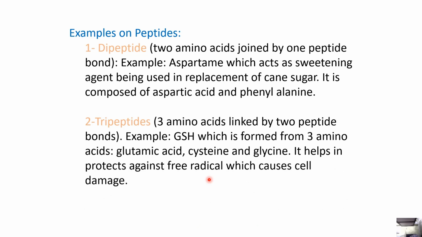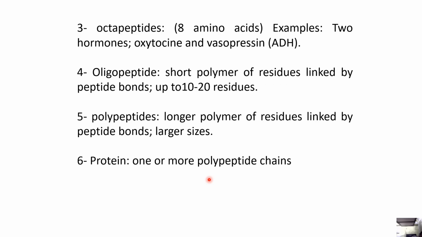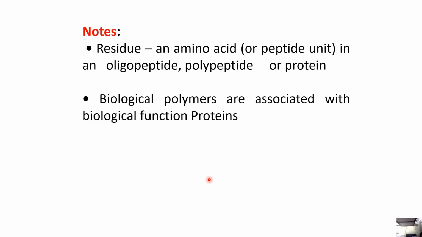So these are examples of peptides: dipeptides, tripeptides. A dipeptide can be aspartame, which acts as a sweetening agent used in replacement of cane sugar. It is composed of aspartic acid and phenylalanine. Tripeptides include GSH, glutathione, which is formed from three amino acids: glutamic acid, cysteine, and glycine. It protects against free radicals, which cause cell damage. Then there are octapeptides, oligopeptides, polypeptides, proteins, etc.